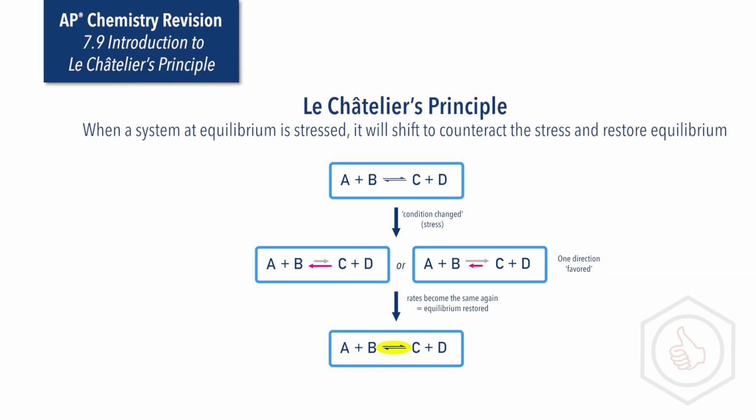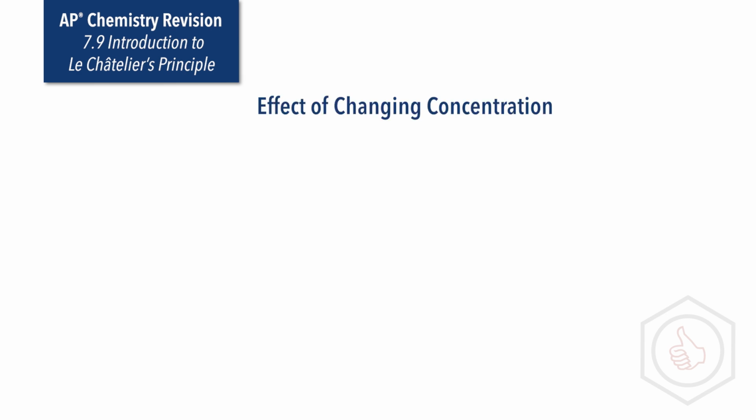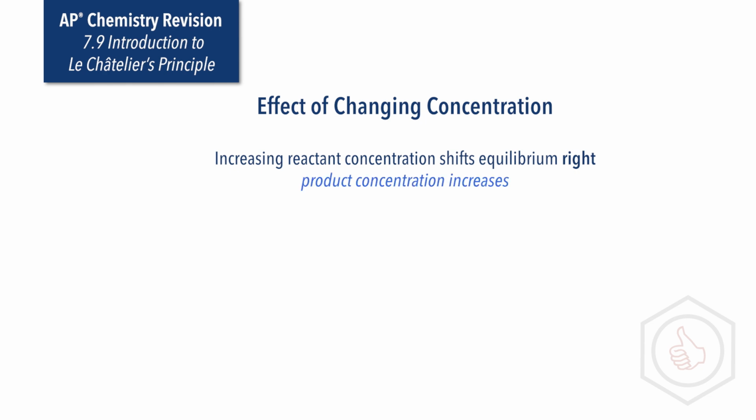There are several changes in conditions or stresses that you need to be aware of for AP chemistry. Effect of change in concentration. If the concentration of a reactant in an equilibrium mixture is increased, the equilibrium shifts to the right. More reactants get used up, and the product concentration therefore increases. Hence, equilibrium shifts to the right, favouring the forward direction.